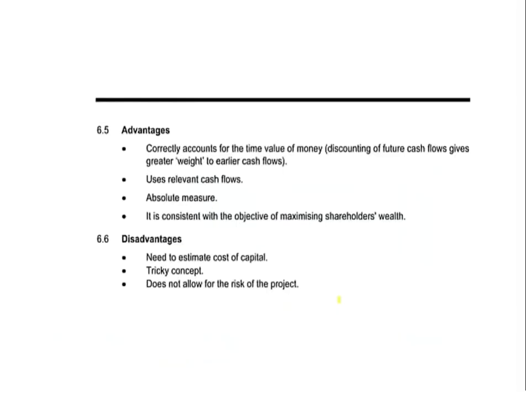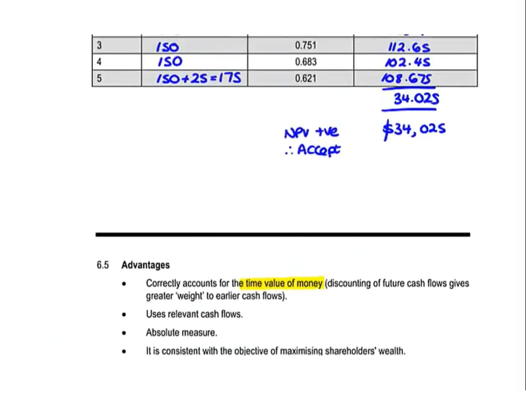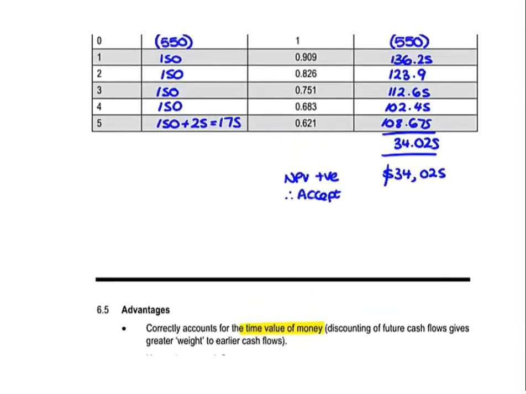So the advantages then of NPV are that it accounts for the time value of money. So the cash flows that are received earlier on, if we look at this example, have a higher present value than those that you have to wait longer for. So the first 150,000 is worth 136, but it goes down to 102.